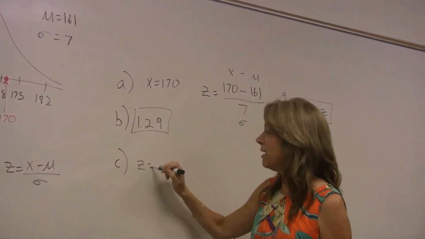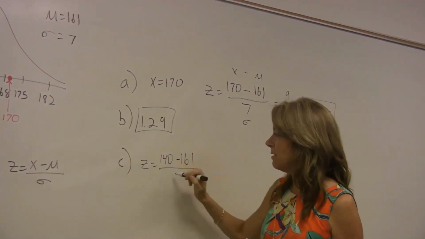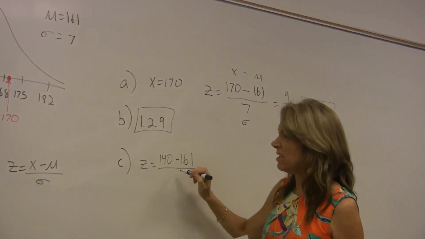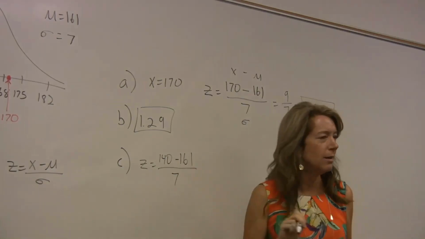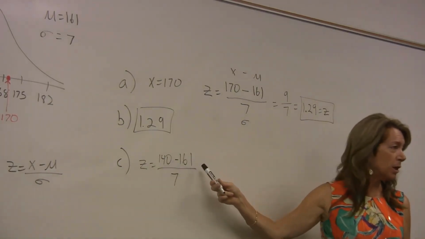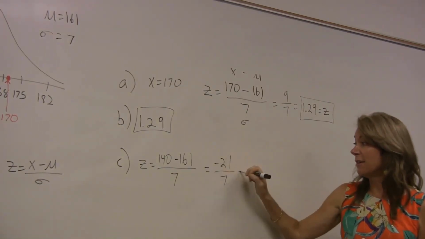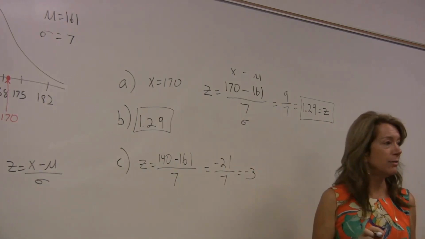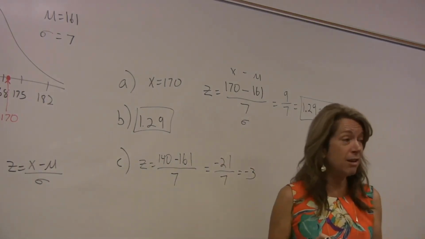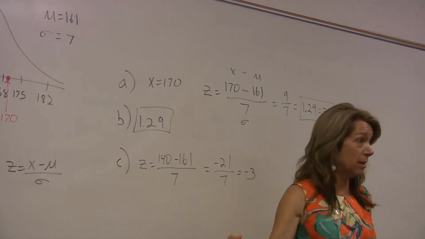The z for that one would be 140 minus the 161, divided by, what's the standard deviation? 7. So this is the x they asked about. Put it into the formula. It's going to be a negative: negative 21 over 7, negative 3. So you're right, it is 3 standard deviations away, but it's important to say that it's 3 standard deviations below the mean, because it's moving to the left.